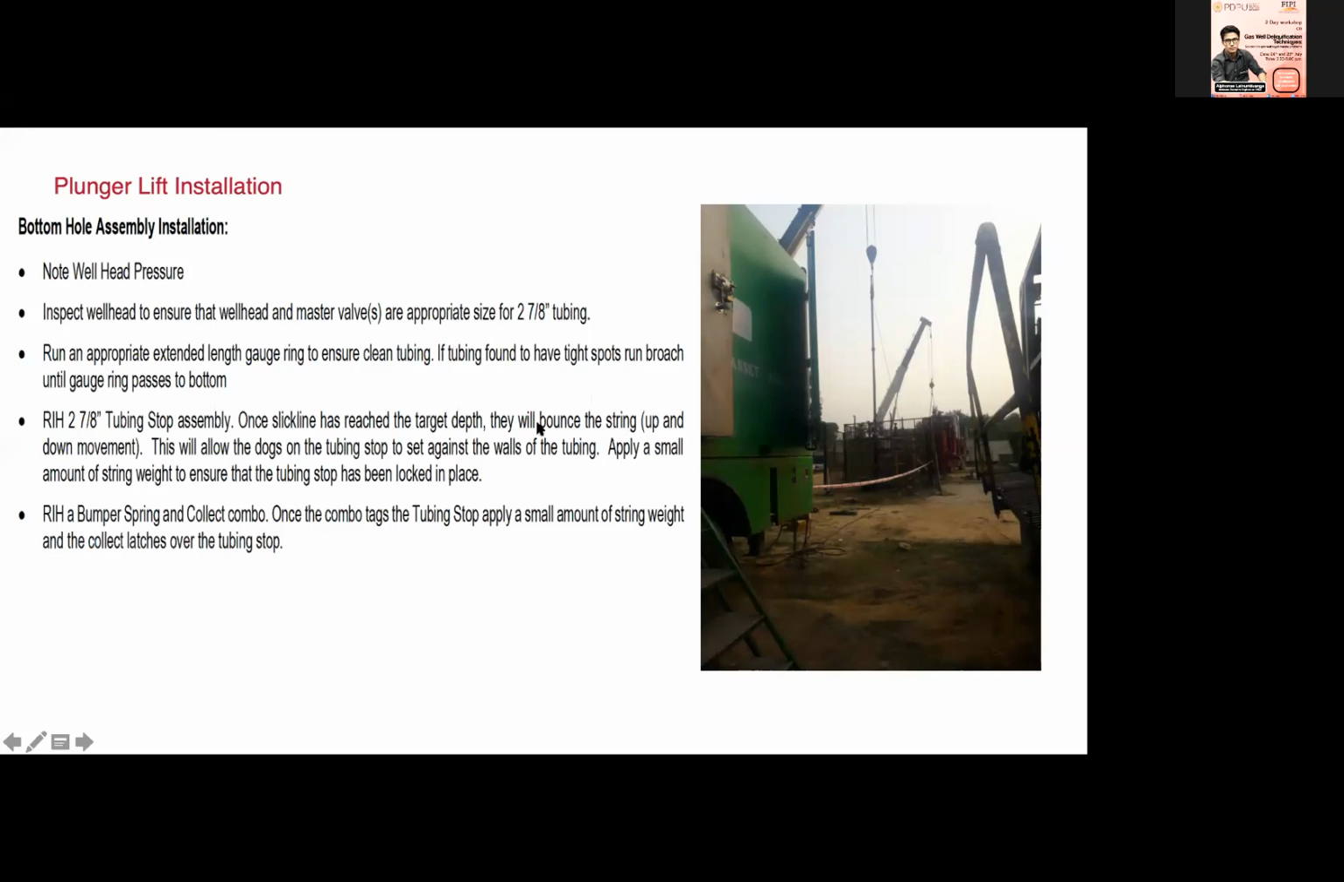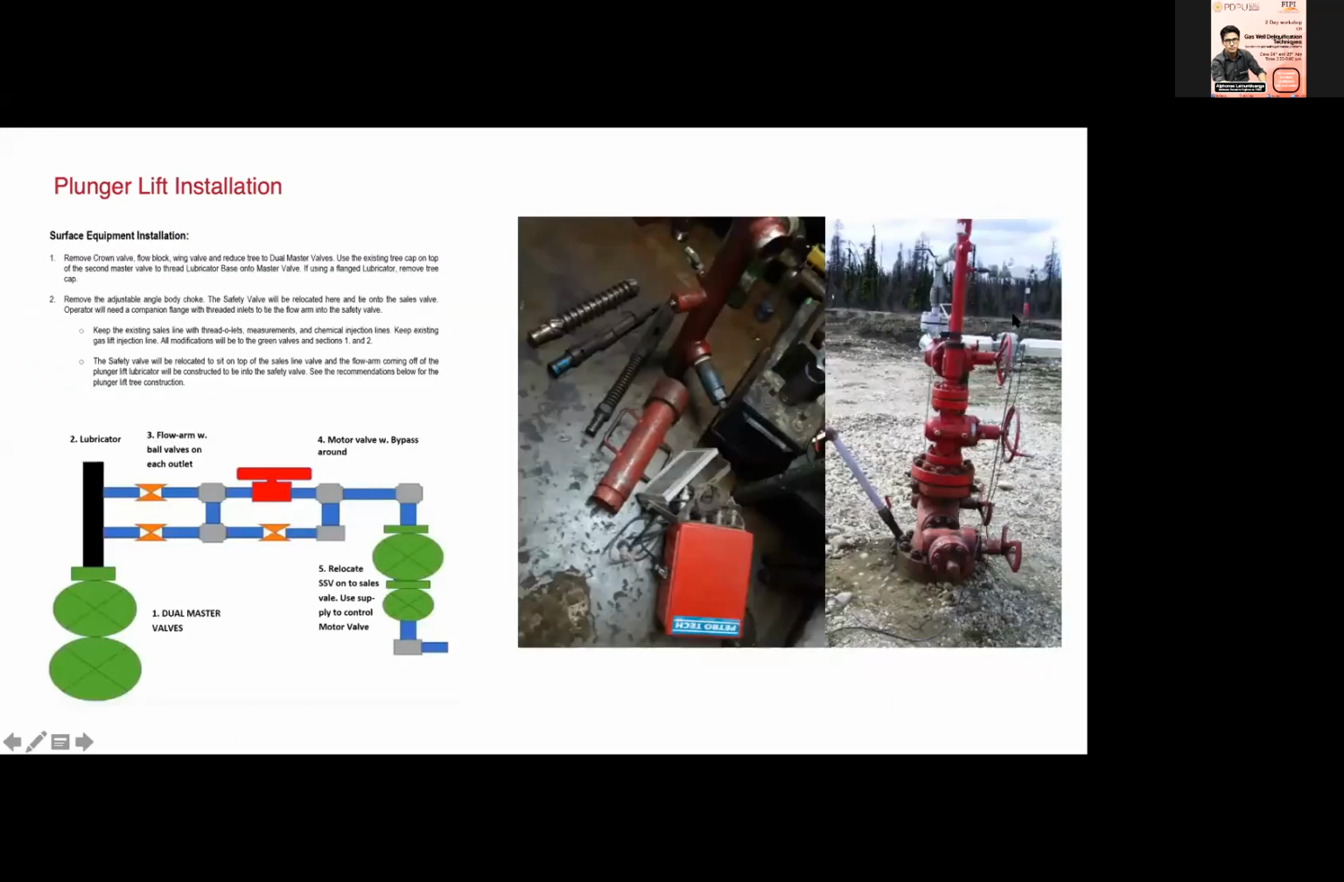You lower it down to the determined depth. And then after that, you are going to lower your bumper spring above the tubing stop, and then you will be dropping your plunger from the lubricator. So what you do is, this is the plunger catcher.